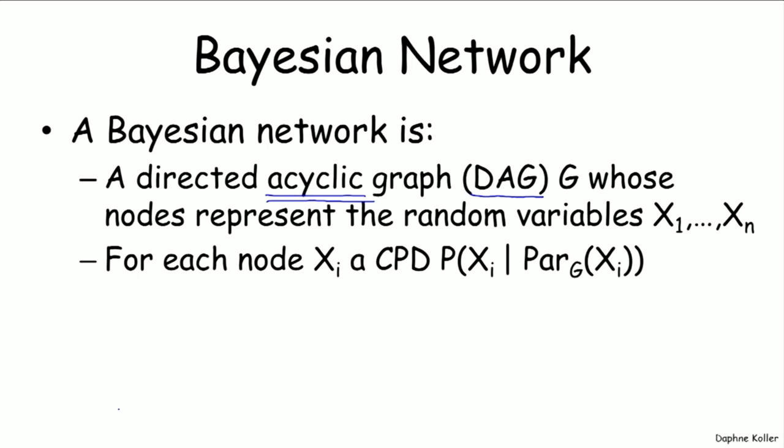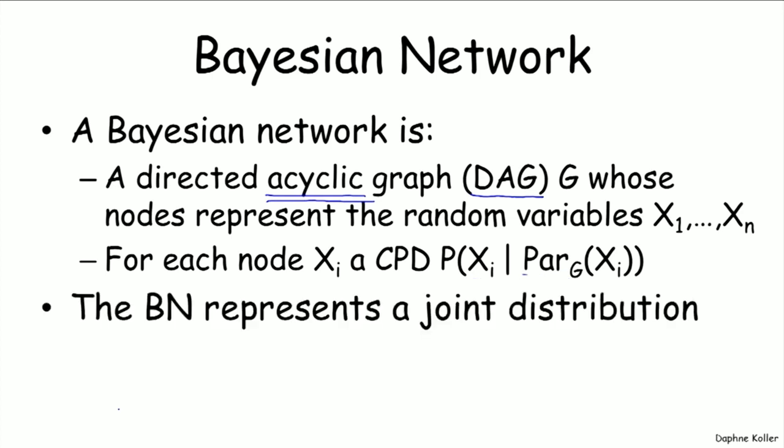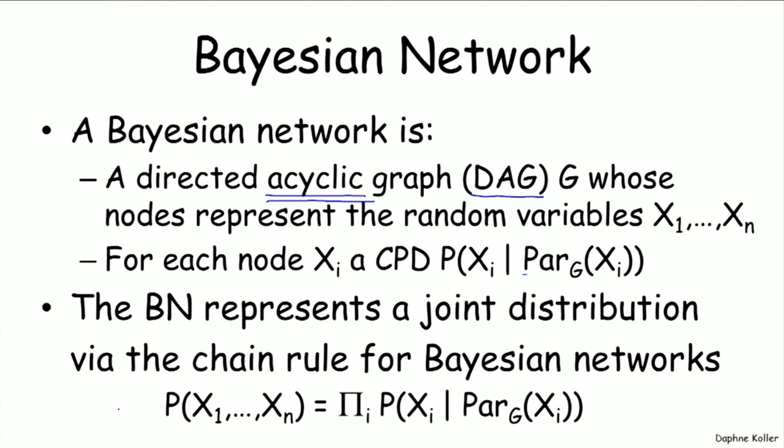And for each node in the graph, xi, we have a CPD that denotes the dependence of xi on its parents in the graph G. Okay, so this is a set of variables. So this would be like the probability of G given I and D. So this would be G, the xi would be G, and the parents of G, of xi, would be I and D.